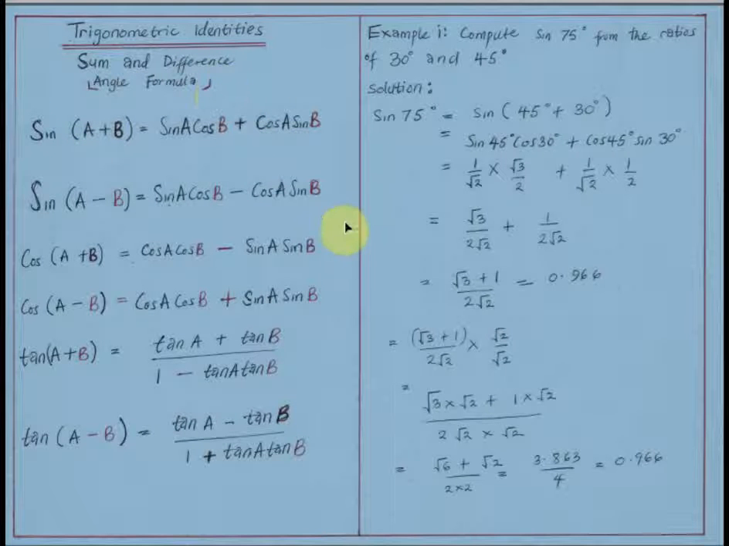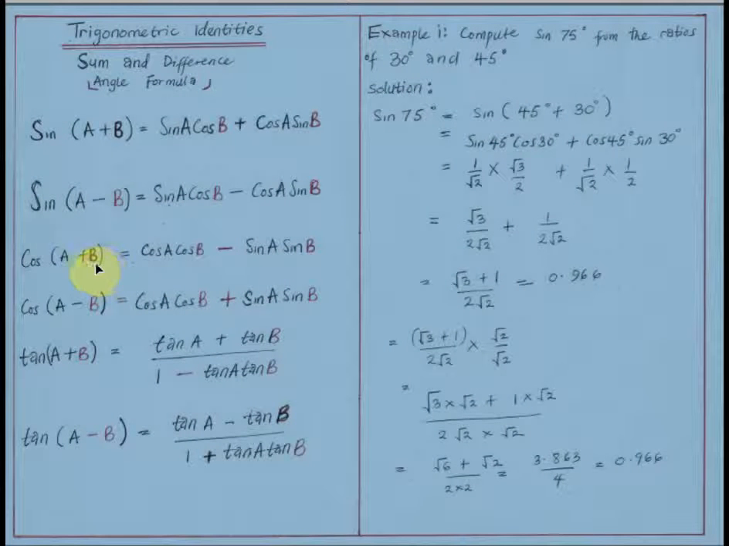Now let's move to the cosine function. For the cosine function, you notice that you have cos A plus B, and this is the sum angle formula for the cosine function because you're adding two angles here in this bracket, and it's equal to the cosine of the first angle multiplied by the cosine of the second angle minus the sine of the first angle multiplied by the sine of the second angle.